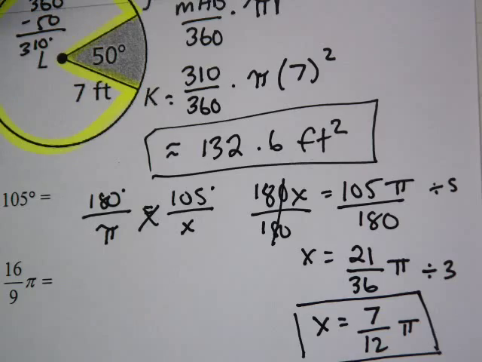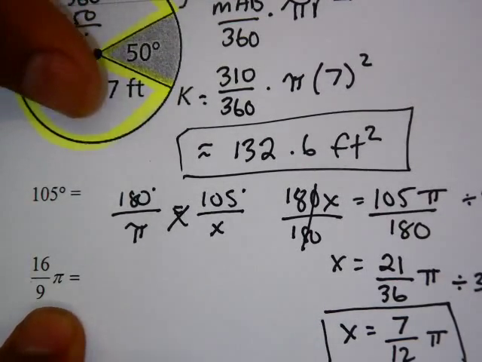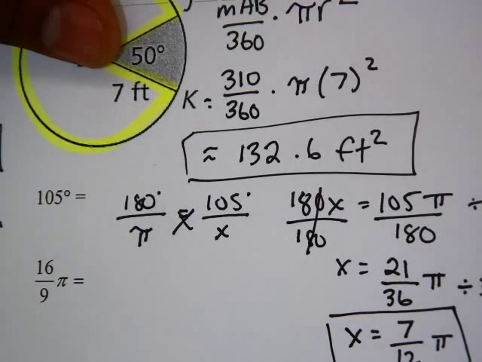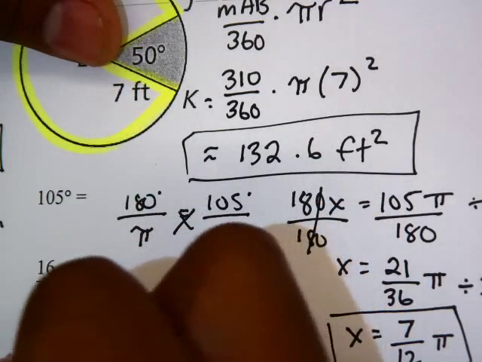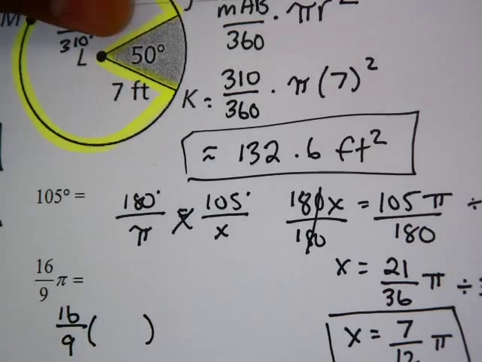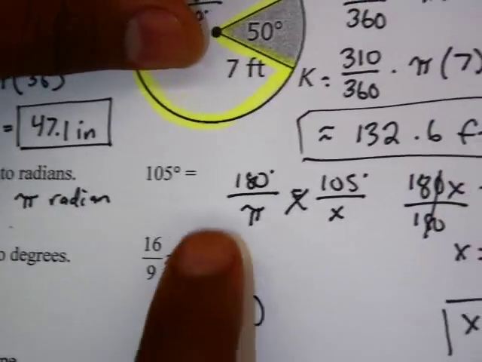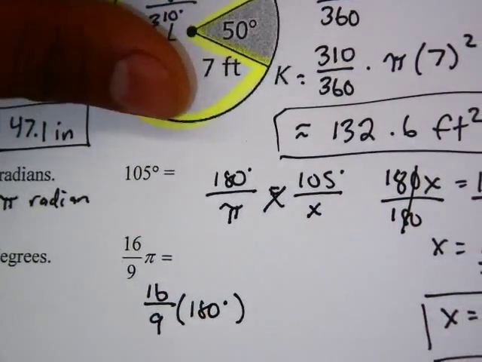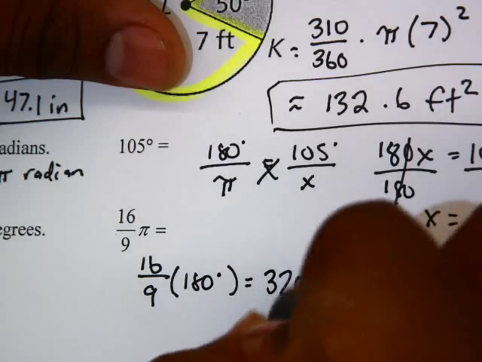In part 2, I need to convert this radian measure into degrees. So this is a little easier because I know that pi is equal to 180 degrees. That's the conversion rate. So instead of pi there, I'll go ahead and just substitute 180 degrees. Then 16 divided by 9 times 180 is 320 degrees.